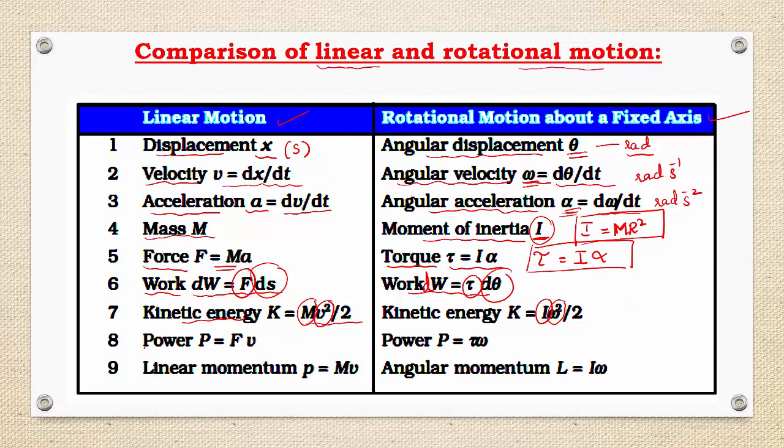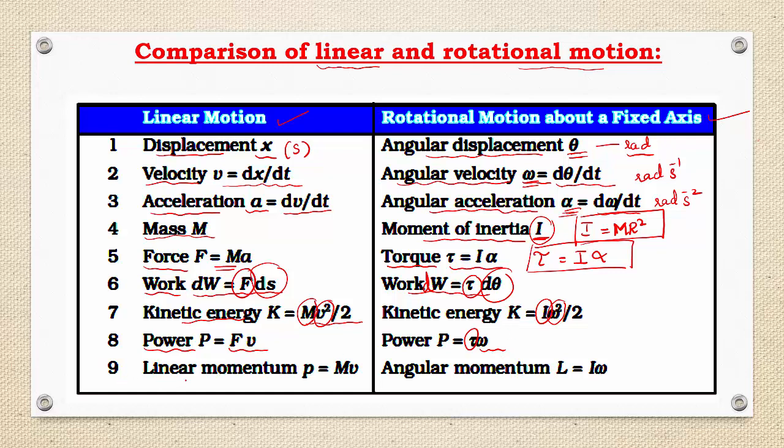Then eighth term, power. Power is a product of force and velocity. You already studied. So force and velocity, this is for linear motion. For rotational motion, in place of force, we can write torque. In place of velocity, we can write angular velocity omega. So power P equal to tau into omega. This is for rotational motion.